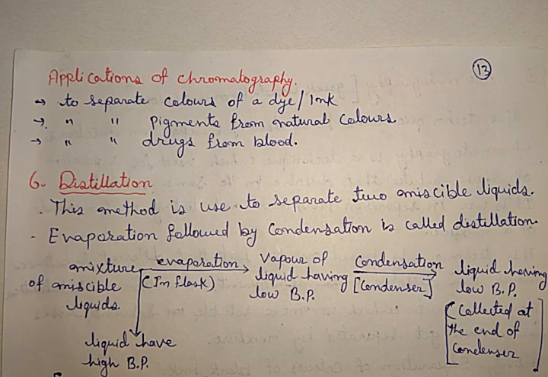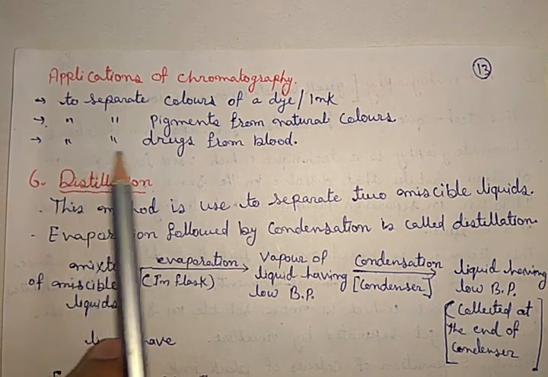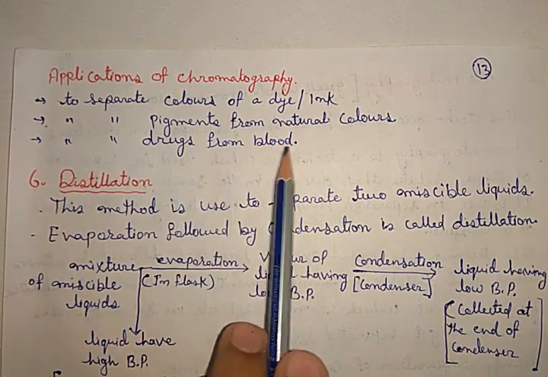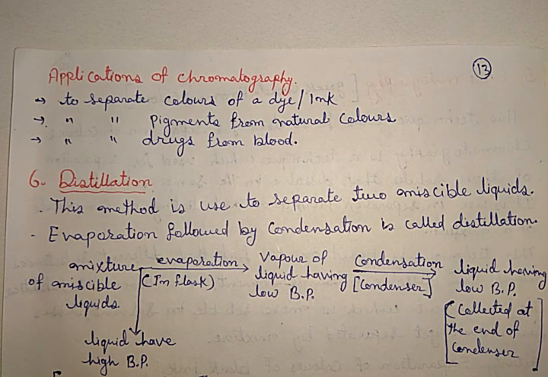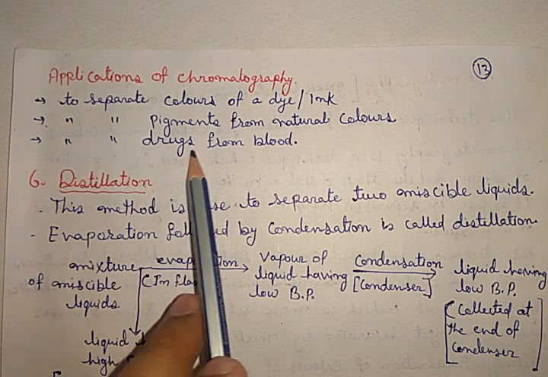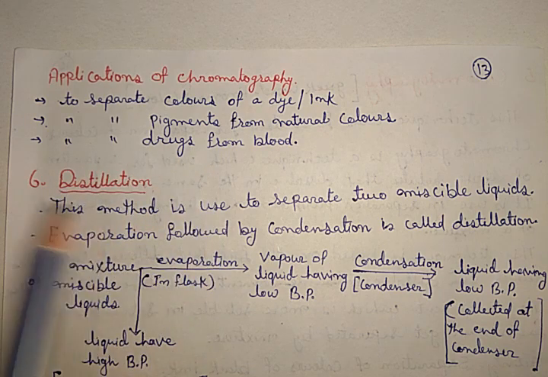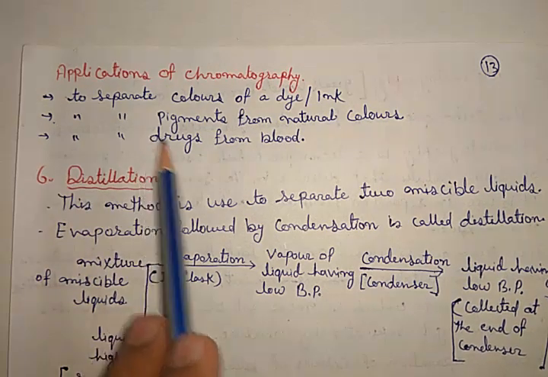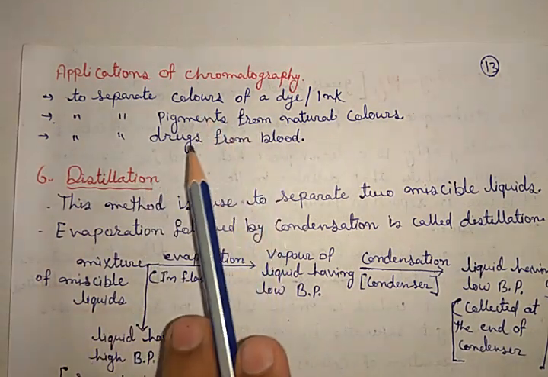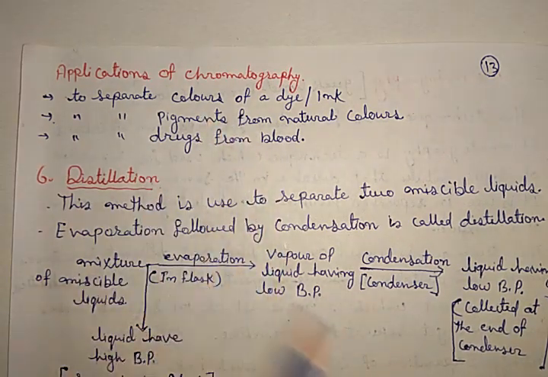It is used to separate pigments from natural colors. Third, it is used to separate drugs from blood. In the detection of which kind of drug a person has taken, this test is done. With the help of that, the drug particles separate from the blood and can easily be detected by medical superintendents.